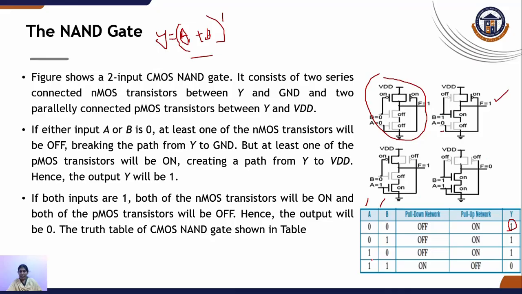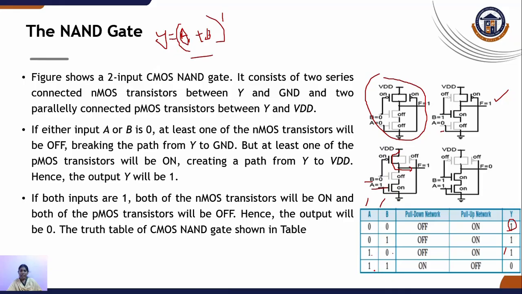In a similar way, we apply A value equal to 1 and B value equal to 0. Here one NMOS transistor is on and one is off. In the PMOS transistors, when we are giving B value equal to 0, this transistor is on, but when we are giving A value equal to 1, this transistor is off. Anyway, there is a path between VDD and output. So automatically the value equals 1.